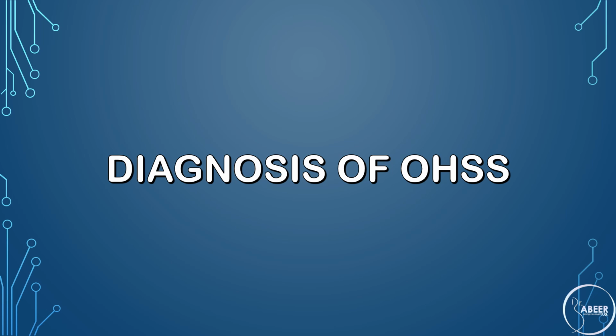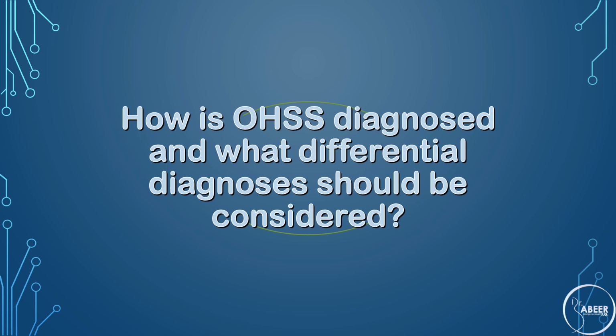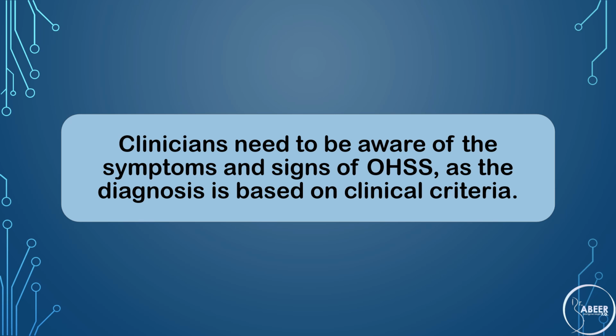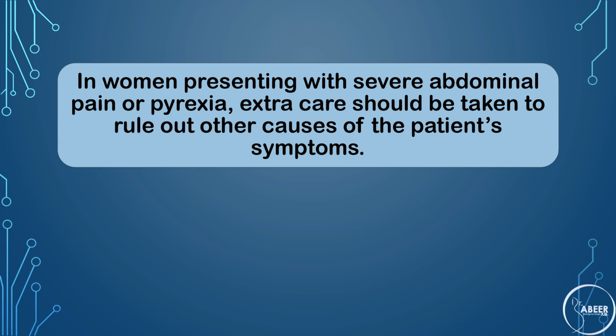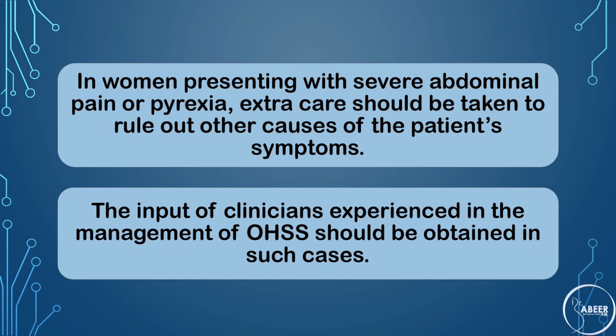Diagnosis of ovarian hyperstimulation syndrome. How is OHSS diagnosed, and what differential diagnosis should be considered? Clinicians need to be aware of the symptoms and signs of OHSS as the diagnosis is based on clinical criteria. In women presenting with severe abdominal pain or pyrexia, extra care should be taken to rule out other causes of the patient's symptoms. The input of clinicians' experience in the management of ovarian hyperstimulation syndrome should be obtained in such cases.